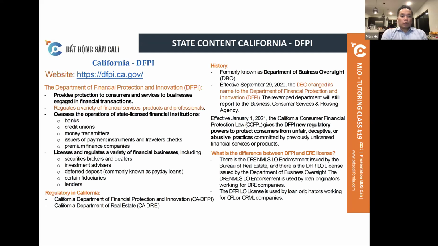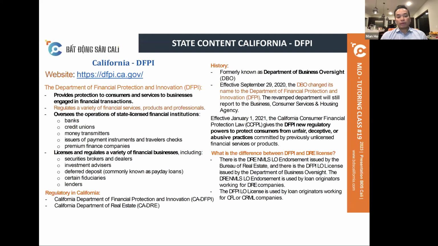The Department of Financial Protection and Innovation, which is called the FPI, provides protection to consumers and services to businesses which engage in financial transactions, like mortgage lending, for example. So the FPI is a department. It's pretty easy, right? You need to be licensed under this department to be able to practice lending and mortgaging within California.